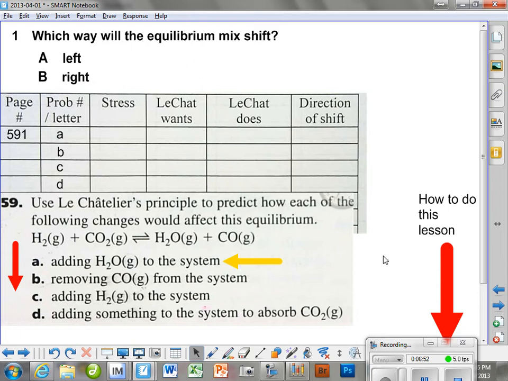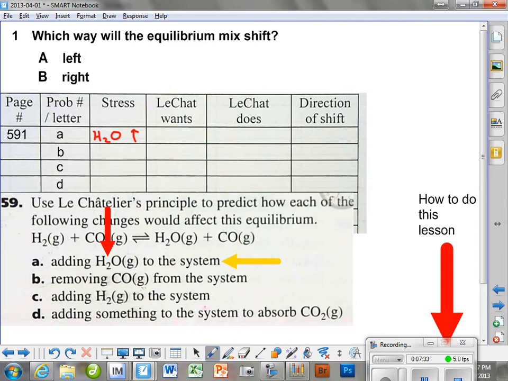So the problem is right here, so it's very easy to follow, and let's go ahead and solve the problem. We are going to be working with this balanced equation, and we're going to start with letter A. In this one the stressor is going to be water, and that stressor is going to be added. So we're going to put water here as the stress, and the stress is going to be water increasing. We're going to increase the concentration.